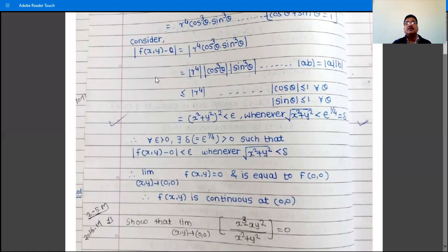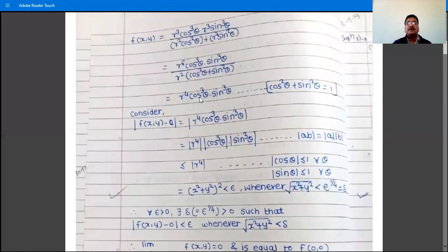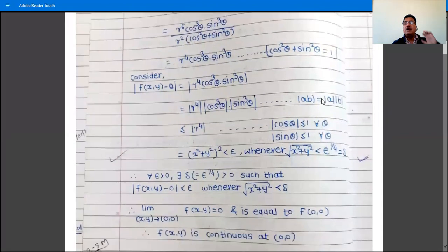And for this, we start with this mod f(x, y) minus 0, and then its value f(x, y) is in polar form. This separates the mod, because mod of a times b times c is mod a times mod b times mod c. The largest value of mod cos cube theta and mod sin cube theta is 1. So here we write less than or equal to, don't write the equal sign, because 1 is not the actual value of this quantity, it is the largest value, the upper limit.